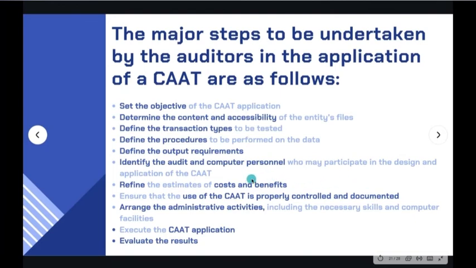Refine the estimates of costs and benefits, ensure that the use of the CAAT is properly controlled and documented, arrange the administrative activities, including the necessary skills and the computer facilities, execute the CAAT application, and evaluate the results.